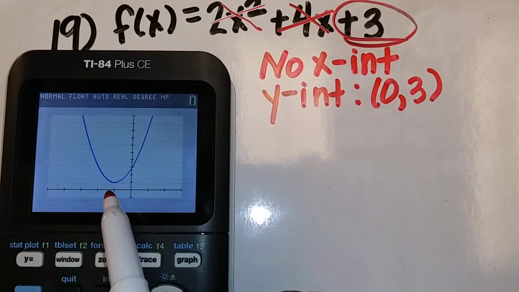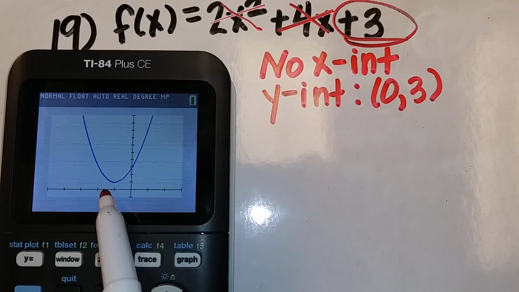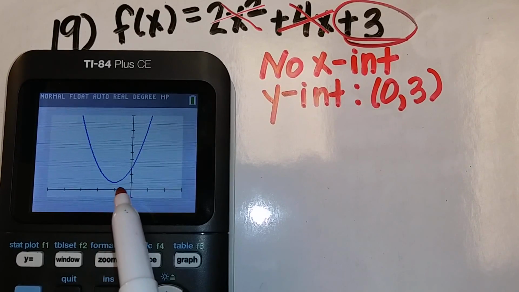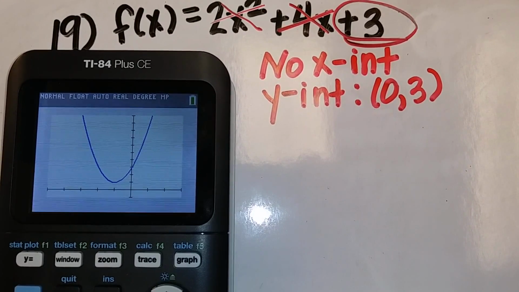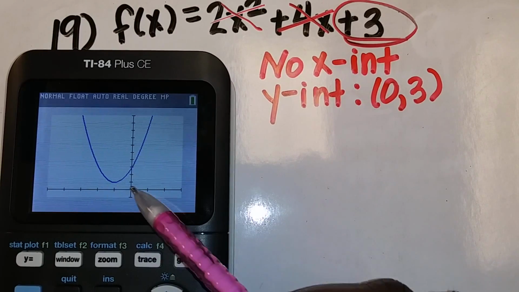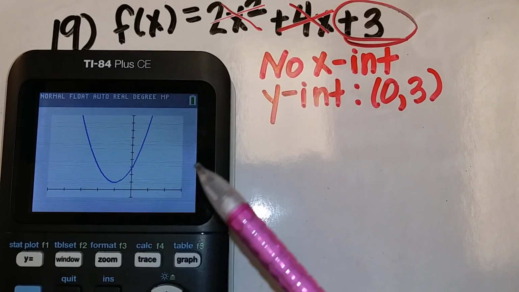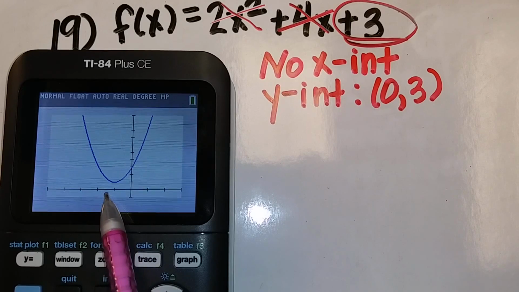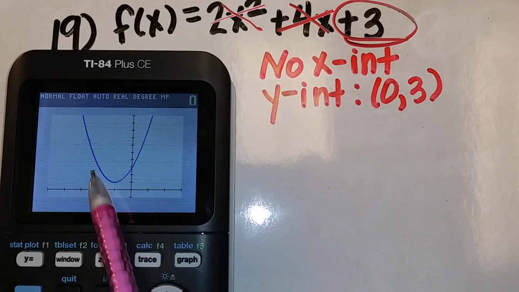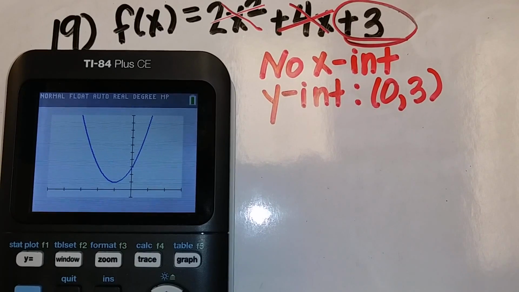I see that my lowest point is at y = 1. My lowest point is at y = 1. That's my vertex. I see my vertex is at (-1, 1). That's my vertex. Now I'm looking at my domain and range.